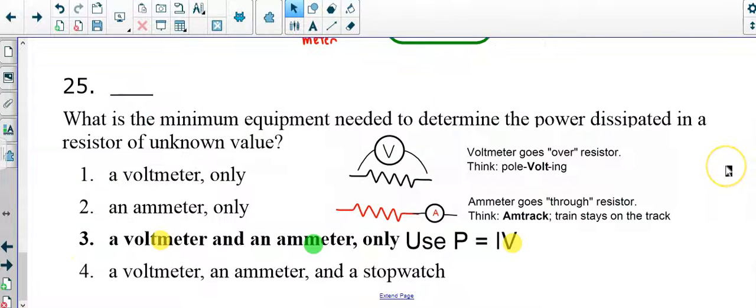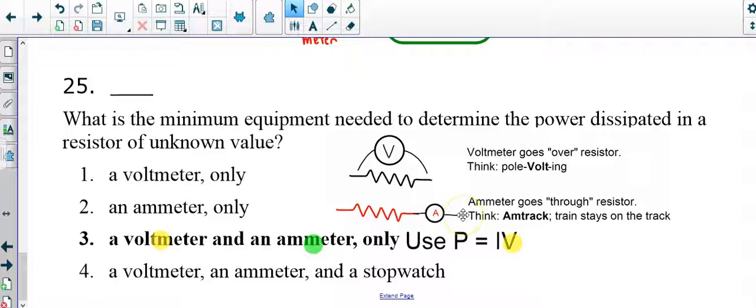In problem 25, we're going to be talking about meters. What is the minimum equipment needed to determine the power dissipated in a resistor of an unknown value? So we have a voltmeter as a choice, and its symbol is this squiggly line with the voltmeter jumping over. Remember the mnemonic, the voltmeter goes over the resistor. Think pole vaulting. An ammeter, here's the resistor symbol with the ammeter, the A in the circle following directly either before it or after it.